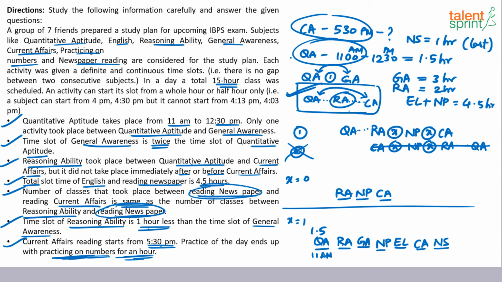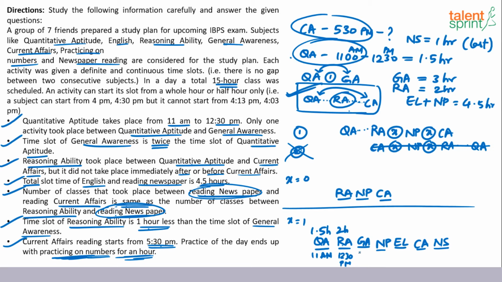Now reasoning will start at what time? See, it started at 11 a.m. It goes on for 1.5 hours, meaning it will end at 12:30. So reasoning will start at 12:30 p.m. Right? Reasoning starts at 12:30 p.m. It goes for 2 hours. This is 1.5 hours. This is 2 hours. So from 12:30, if something is started, it goes for 2.5 hours.